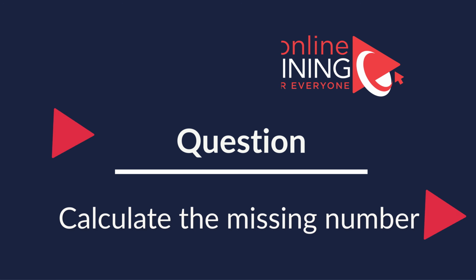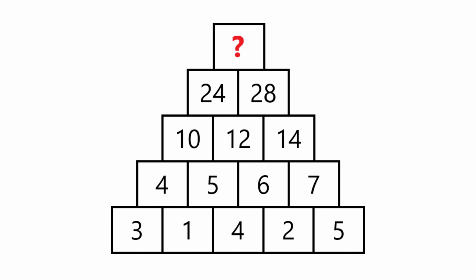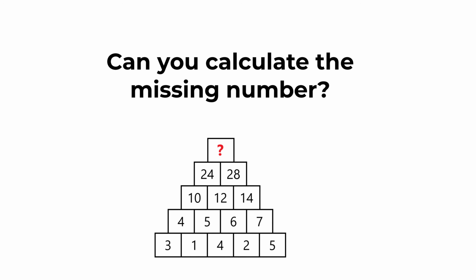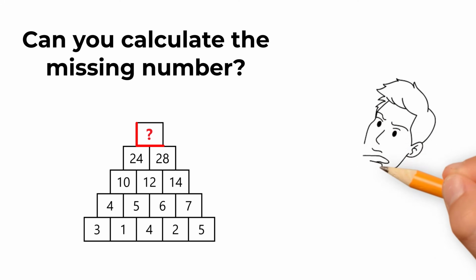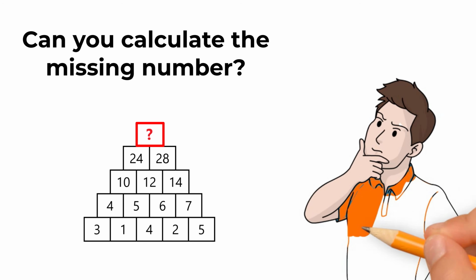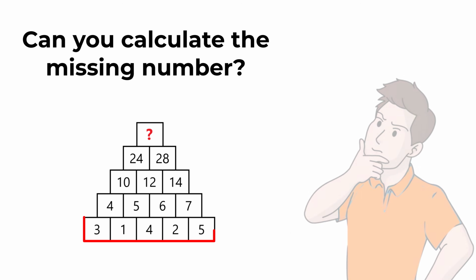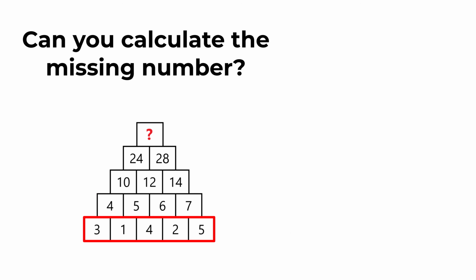Here's one of my favorite questions, and it is my favorite because it is so unusual. You are presented with the pyramid. The pyramid contains 5 different layers. If we go from the top to bottom, you have a question mark. This is the number that you need to uncover. The next layer contains numbers 24 and 28. The layer below this contains numbers 10, 12, and 14. The next layer has 4, 5, 6, and 7. And the last layer has numbers 3, 1, 4, 2, and 5.